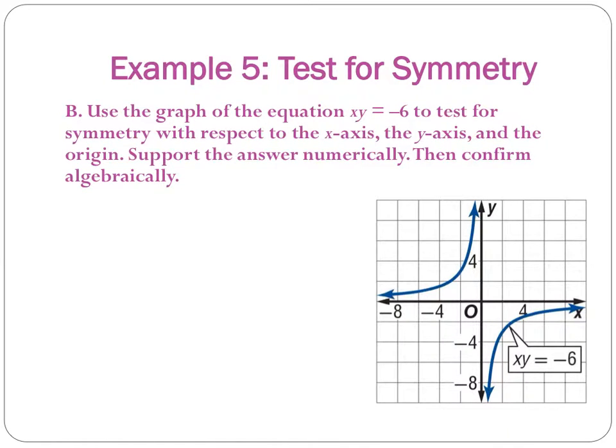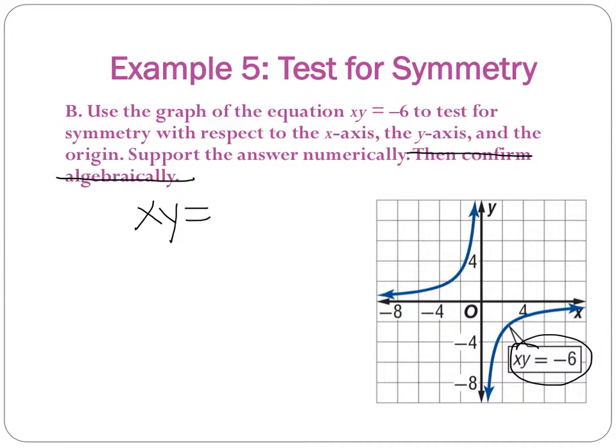Example 5, part B, we're going to test for symmetry. Use the graph of the equation x times y equals -6 to test for symmetry with respect to the x-axis, the y-axis, and the origin. And we're going to support the answer numerically with a table of values. Like in the previous example, I do not expect you to do the algebraic confirmation. And what I would start by doing is solving this equation for y.